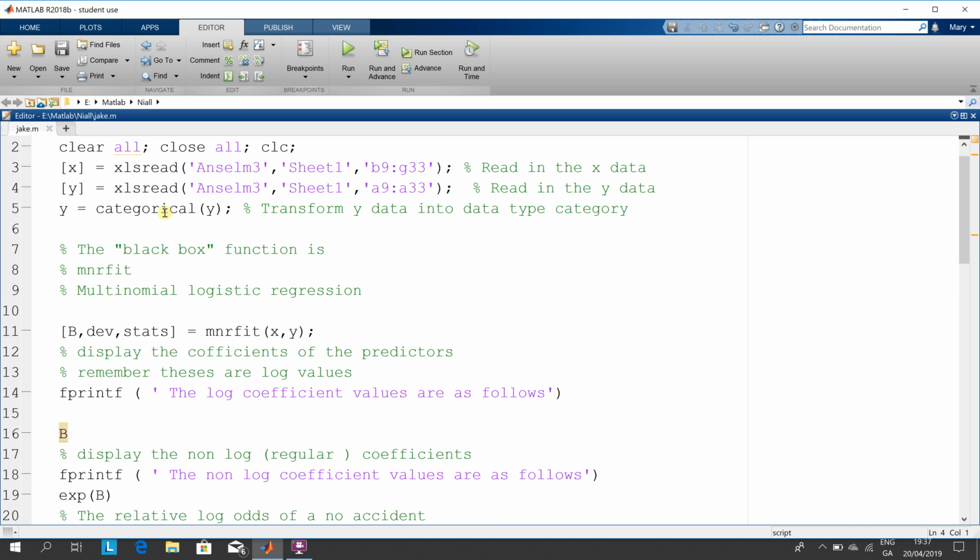So I've read in the X, and then for MATLAB, you have to make a category, like it's type 0 or type 1. That's okay. And then I call the command here. So it's mnrfit, multinomial regression fit. The X data, which is the B9 to G33, and the Y is A9 to A33. Okay, and we got some values.